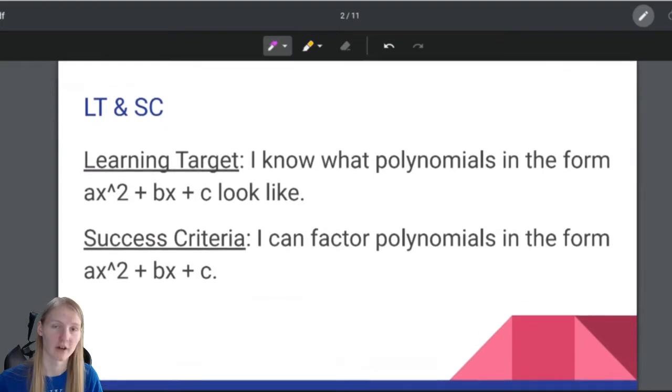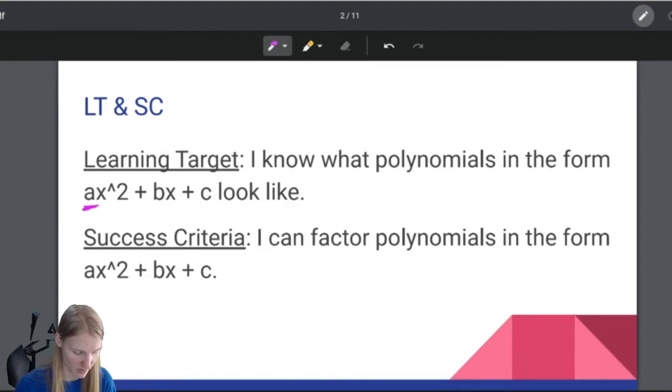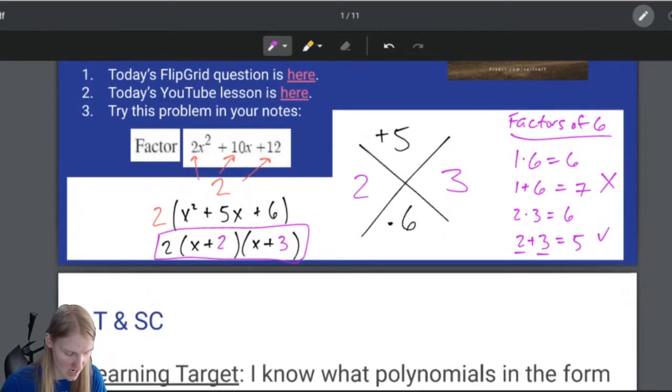Here's our learning target and success criteria for today. The learning target says, I know what polynomials in the form ax squared plus bx plus c look like. And the success criteria says, I can factor polynomials in the form of ax squared plus bx plus c. So more factoring. From here on out, it is going to be factoring in chapter 7. But today, we have a number in front of the x squared. We have an a. We had it yesterday too. You can see in our entry task we had an a there.